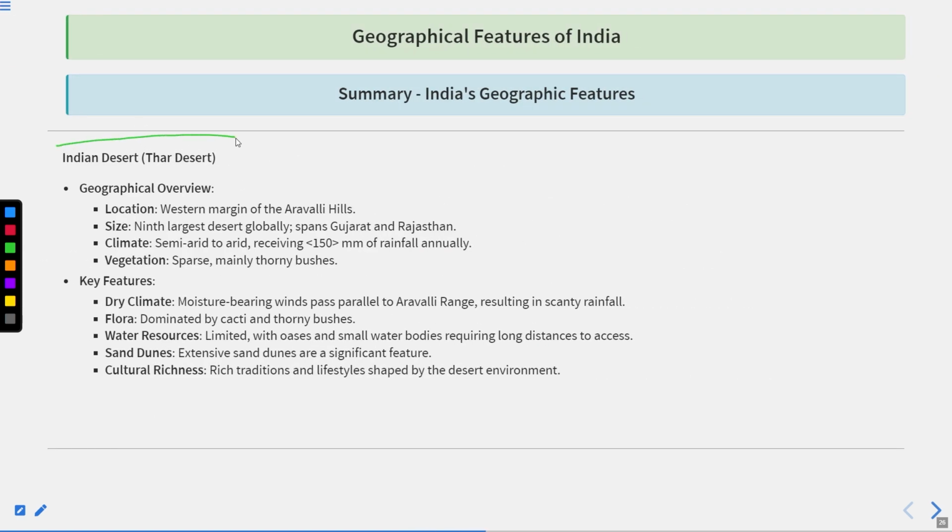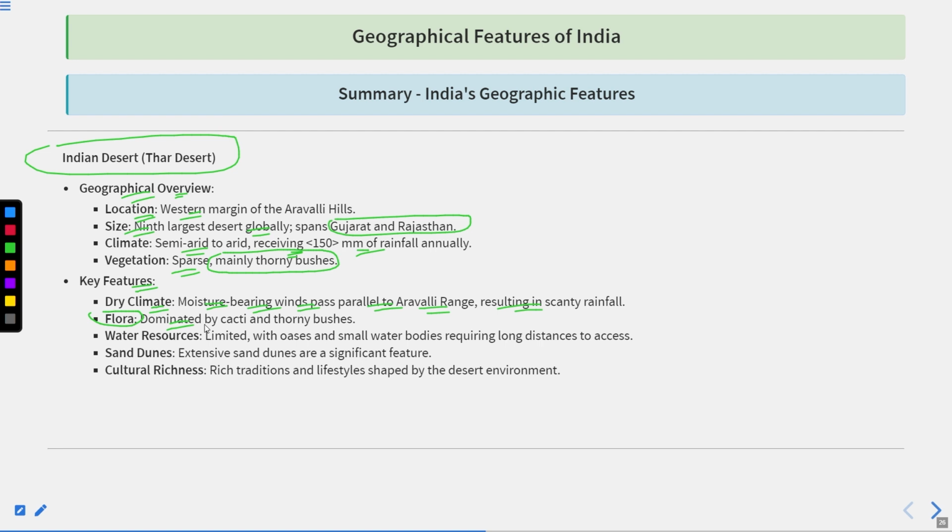Then Indian Desert, geographical overview. Location is western margin of the Aravalli Hills. It is the 9th largest desert globally, spans from Gujarat to Rajasthan. Semi-arid to arid area, receives less than 150 mm of rainfall annually. Vegetation is sparse, mainly consists of thorny bushes. Key feature, dry climate, moisture-bearing winds pass parallel to the Aravalli range, resulting in scanty rainfall.